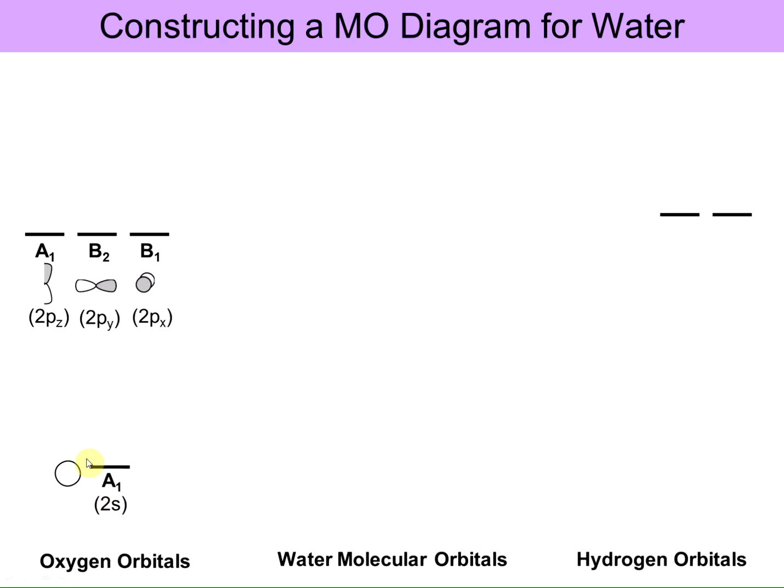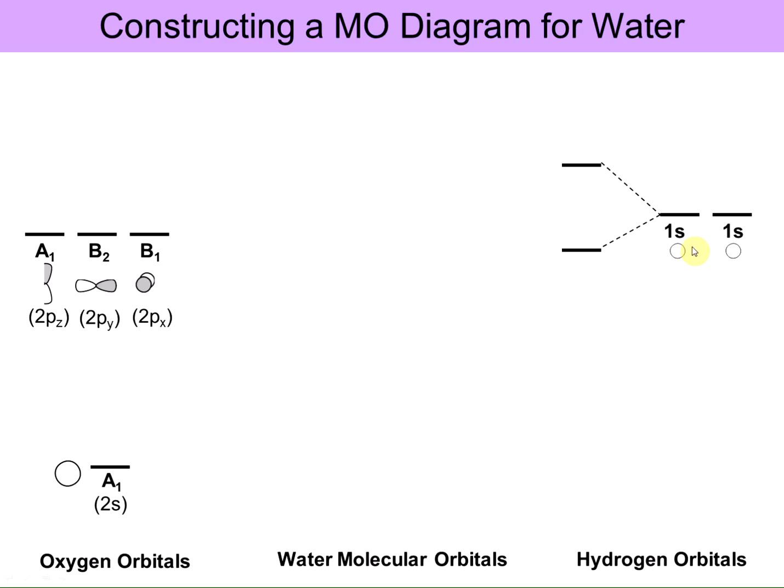So I'm just drawing a picture of those atomic orbitals, so the 2s, the 2pz, the 2py, and the 2px atomic orbitals on oxygen. Now let's focus on the hydrogen orbitals. So we started off with 1s orbitals, one for each hydrogen. I'm going to combine these to create kind of a mini molecular orbital diagram for these hydrogens.